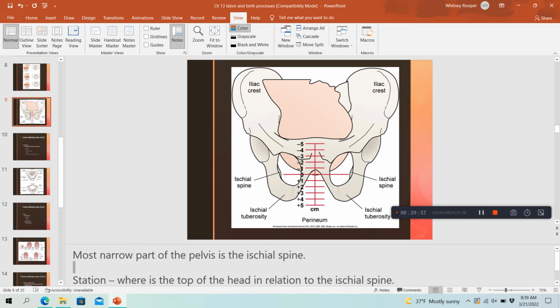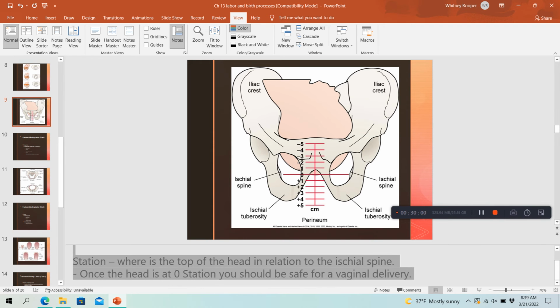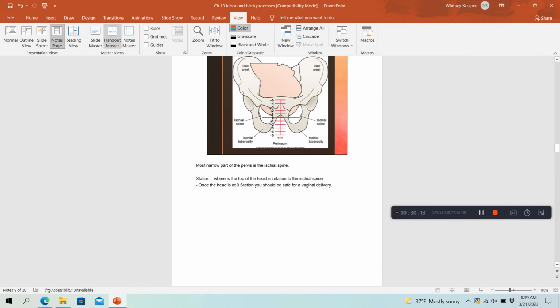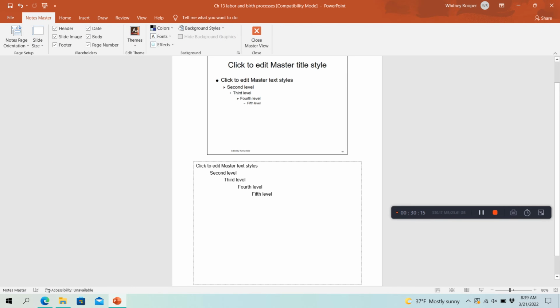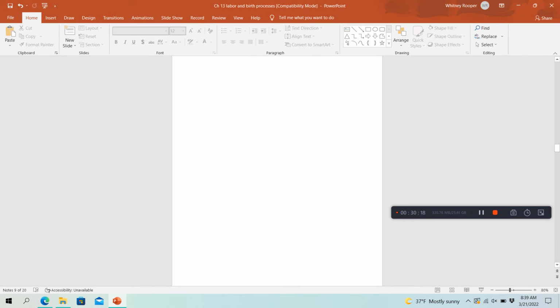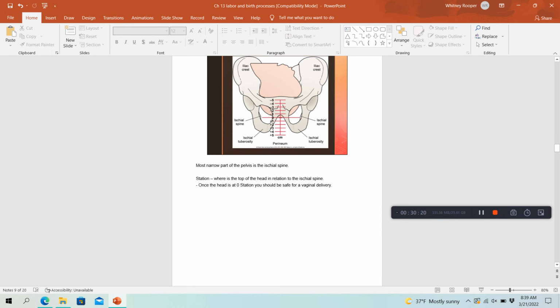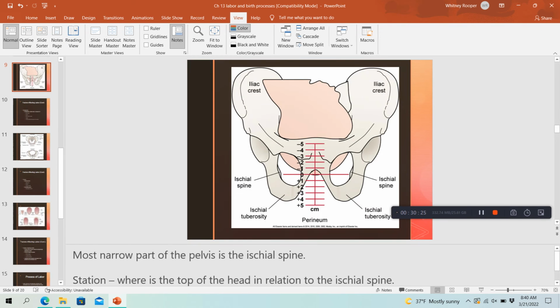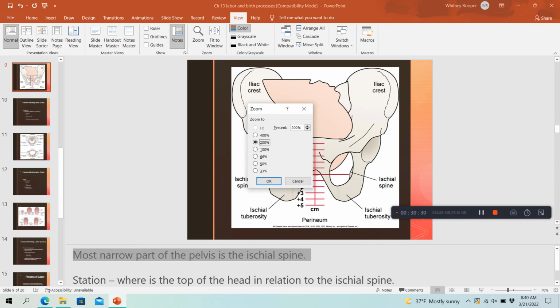So when we examine someone, we feel where the ischial spines are, and then where is the fetal head in relationship to it. If it's a centimeter above it, it's -1. If it's a centimeter below it, it's +1. We're talking about this part of the head as it's coming down. Everybody understand that? Okay. So zero station, again, the narrowest point of the pelvis, is where the ischial spines are. That tells us where the head is in relationship to that pelvis. As it gets to the most narrow area, it's concerning to us if the head does not descend past zero station.